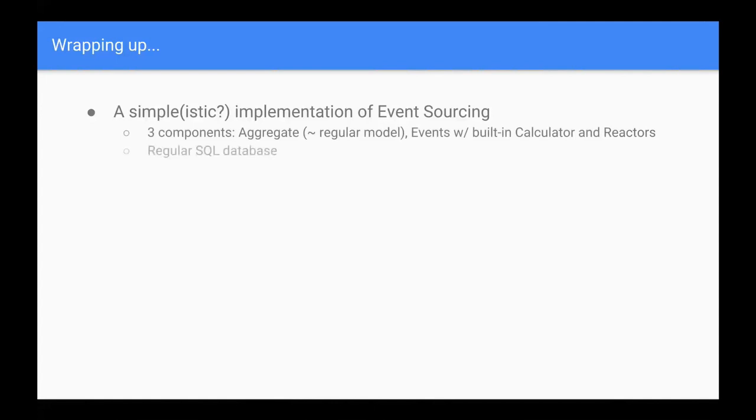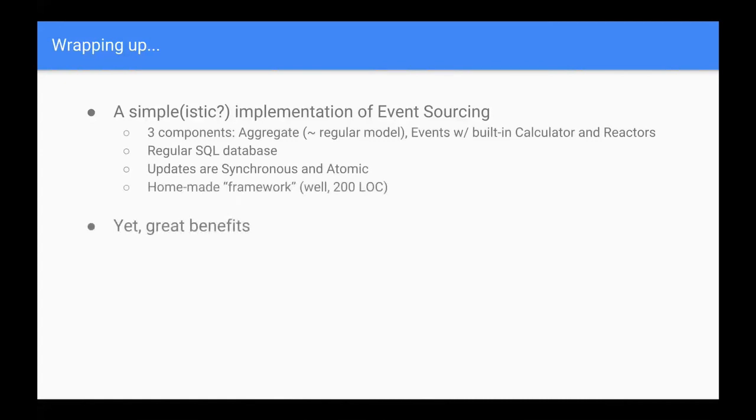Let's wrap up. So we ended up creating a simplistic implementation of event sourcing, but that's still working fine. I say 3 components: aggregates, which are regular models, events with built-in calculators, and reactors. We use a regular SQL database, and all the updates are synchronous and atomic. It's only the side effects from the reactors that don't need to be synchronous that will be performed asynchronously.